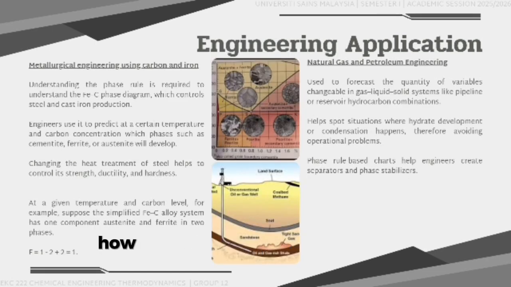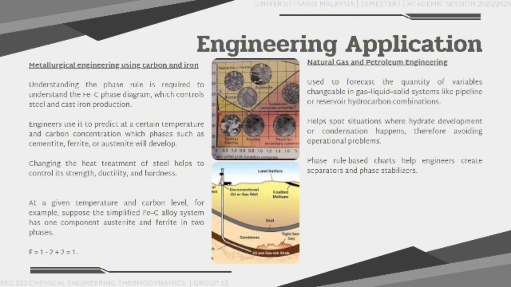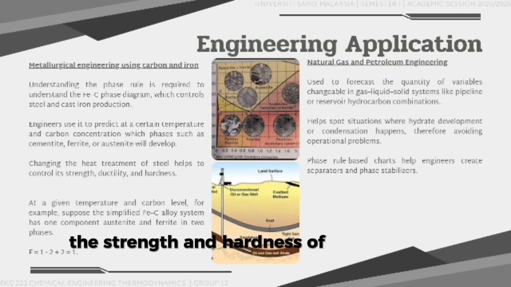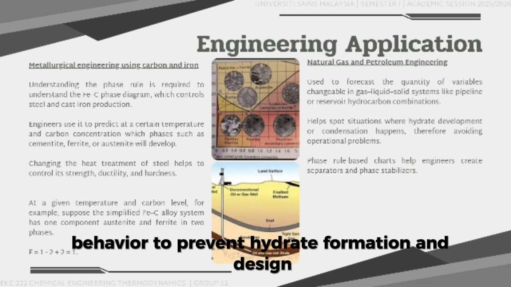Engineers understand how materials behave under different conditions. In metallurgical engineering, it explains the iron-carbon phase diagram, helping control the strength and hardness of steel and cast iron. In natural gas and petroleum engineering, it predicts gas, liquid, and solid behavior to prevent hydrate formation and design better separators.